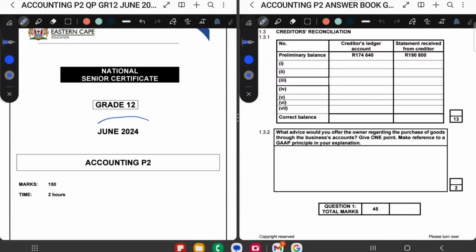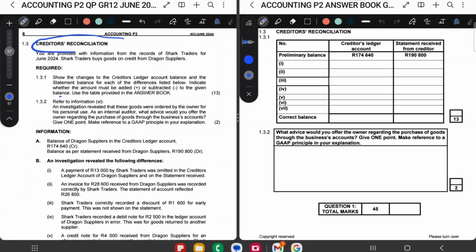Today I'll be doing a question from the June 2024 question paper from the Eastern Cape, and we will be doing creditors reconciliation. In total, this is for 15 marks. So let's read the information and let's start this question.